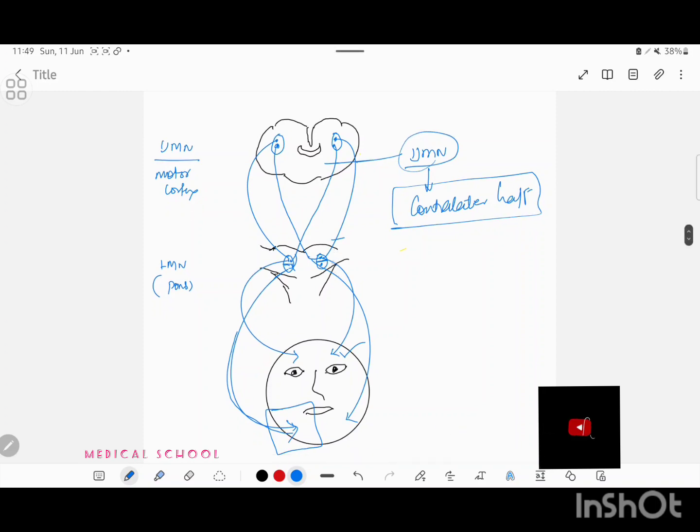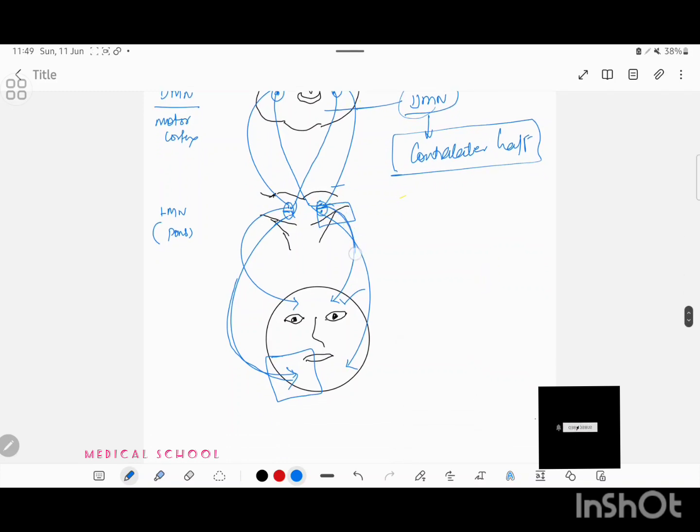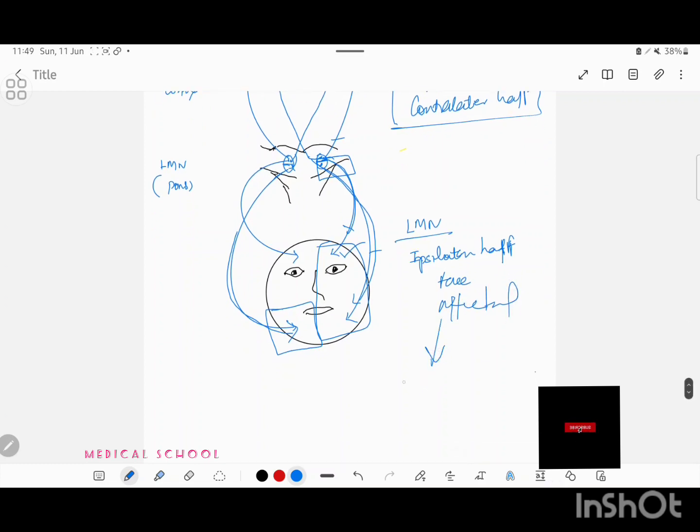If the lower motor neuron is affected, this part is getting affected. So supply to this part is affected and also supply to the lower part, so half of the face is affected. So in LMN lesion, the ipsilateral half face is affected. The commonest cause for LMN lesion is Bell's palsy.